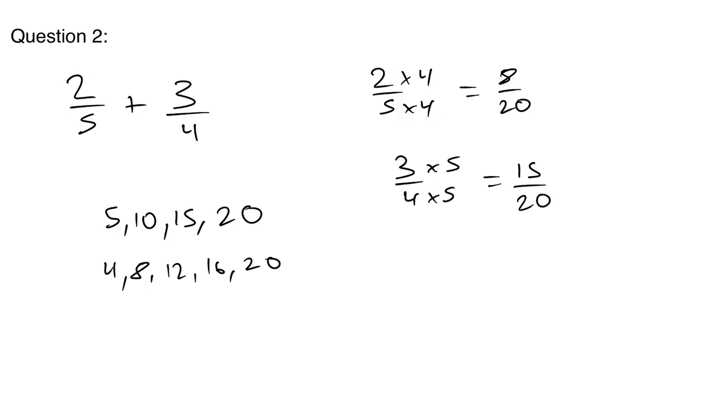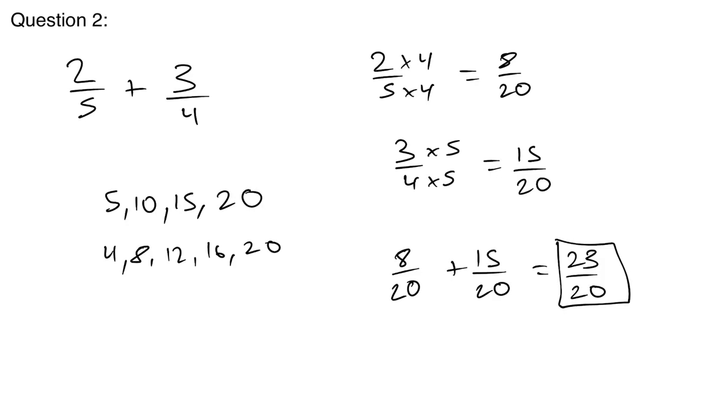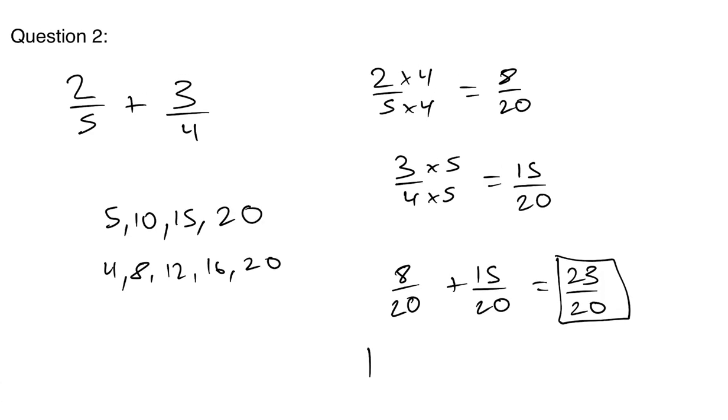And now we can rewrite the addition statement with these two values. So we can go 8 over 20 plus 15 over 20 is going to be equal to 23 over 20. Now we haven't gone over this yet, but this here is what we call an improper fraction. And if you wanted to write it, you could keep it as an improper fraction, or you could write it as 1 and 3 over 20. Both work. Doesn't really matter.